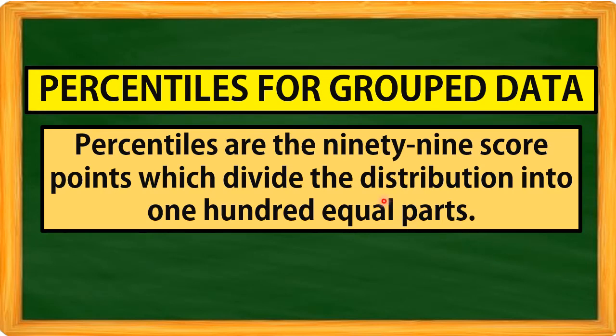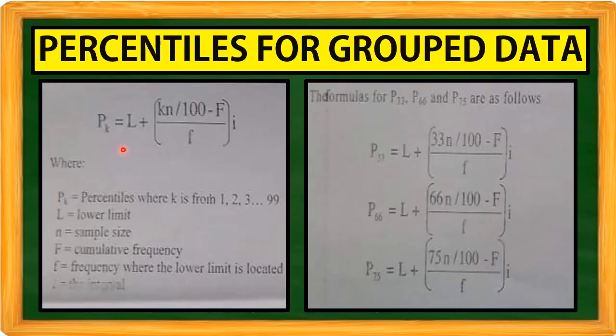Next is the percentiles for grouped data. Percentiles are the 99 score points which divide the distribution into 100 equal parts. So it divides the distribution into 100 equal parts. It is the same, almost identical. The only difference is that the divisor here is 100.